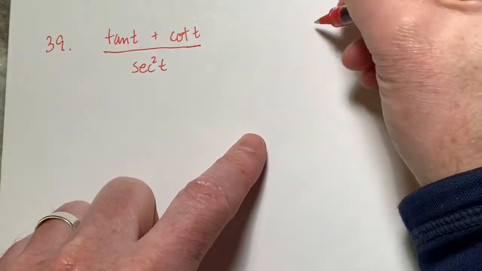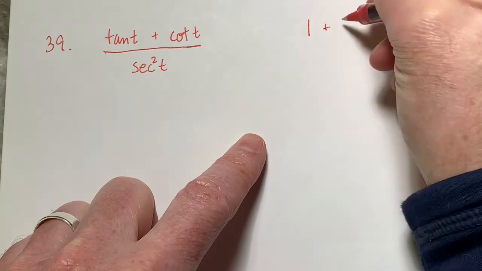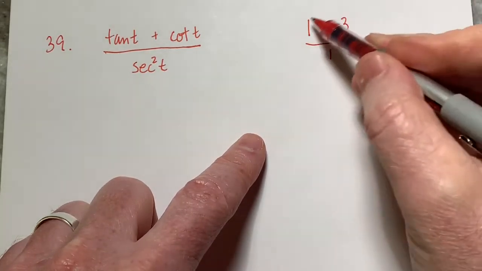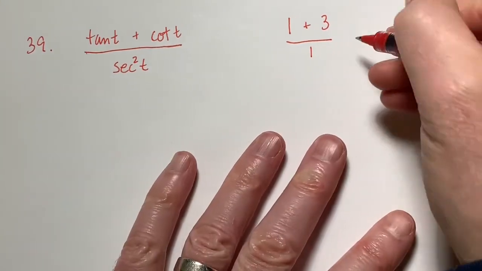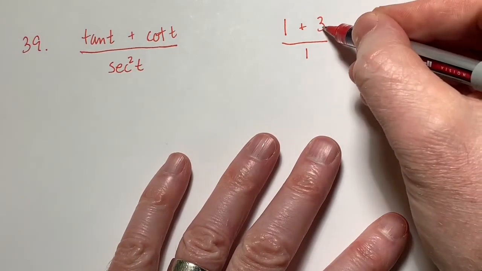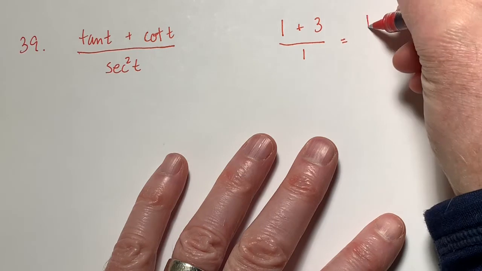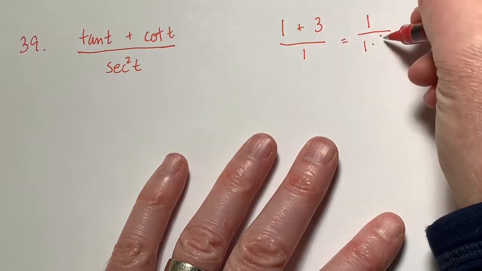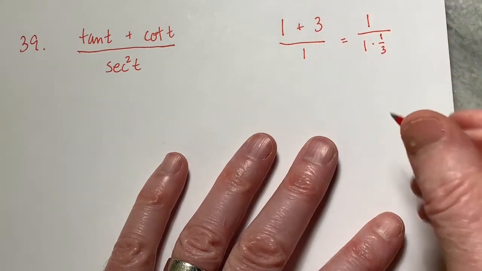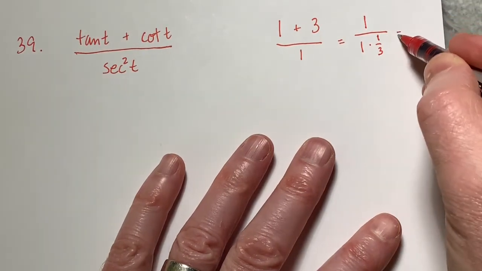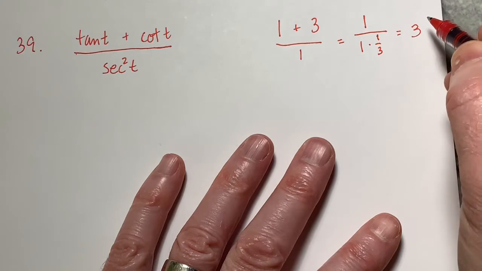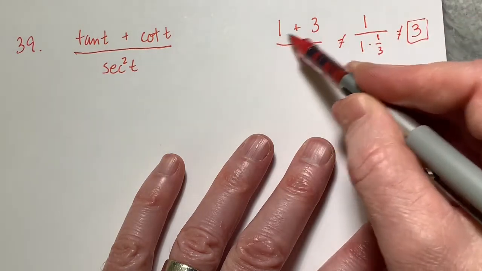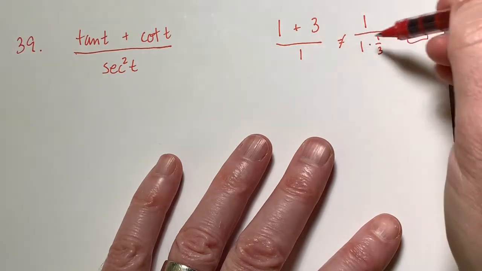Well, that'd be kind of like me doing this. If I'm trying to add 1 plus 3, think about this. We know that this value right here is 4. But that would be like me saying, oh, I can take a 3 on the bottom and I can change it to a 3 on the top and change it to a 1/3 on the bottom. And now I have 1 divided by 1/3, which is 3. Okay, well, we know that that's not true, is it? Because this original problem was equal to 4. So this mentality didn't work.